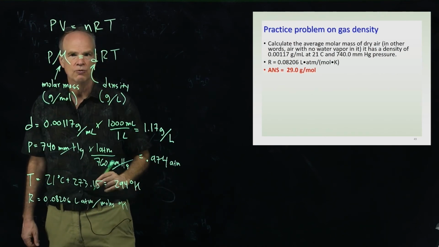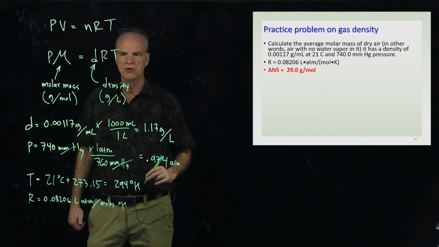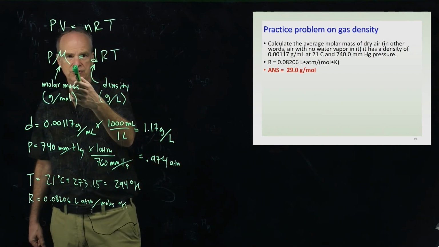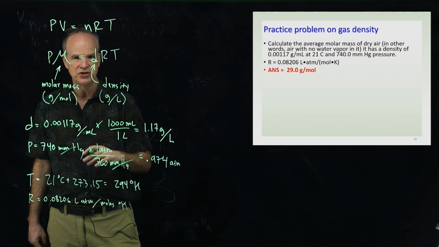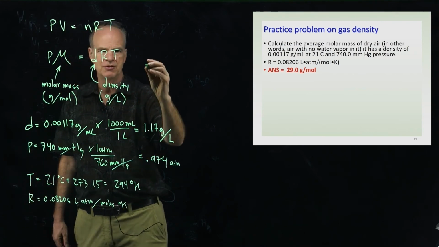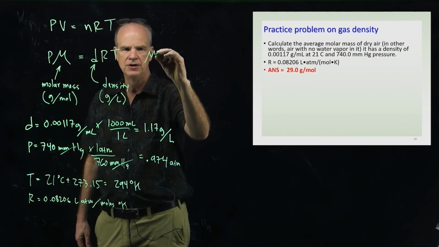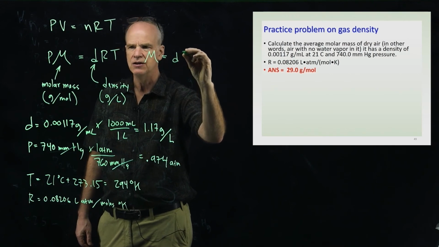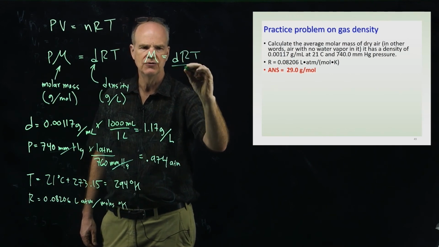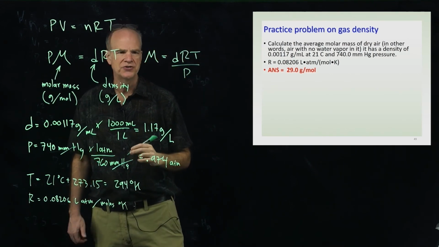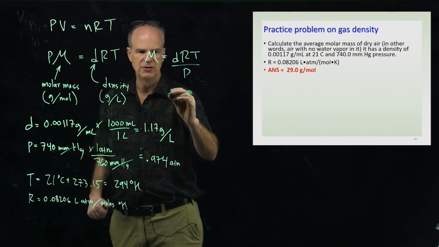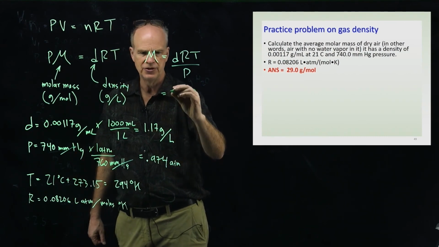Okay, so what we would have to do to solve the problem at this point is do a little bit of algebraic manipulation and solve this equation for M. So I'm going to do this really quickly. So M is equal to dRT over P. And then at this point, it looks like you just plug in numbers. So let me just go ahead and throw in the numbers.